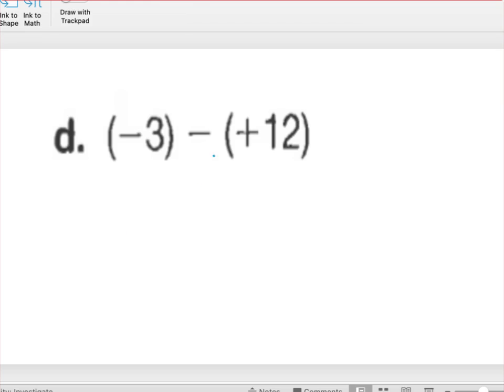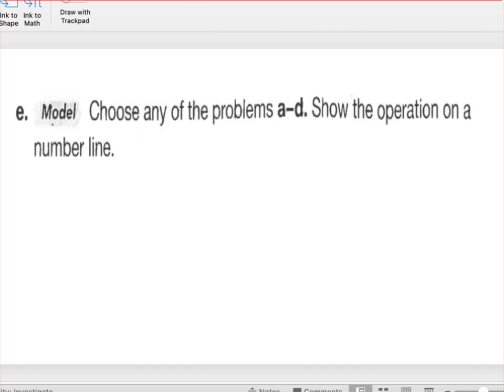Okay, so here we're going to have subtraction is addition of the opposite. Negative 3 plus negative 12. Now both of these are going in the same direction. Negative 3 plus negative 12 is negative 15. Same sign, add, take the common sign.